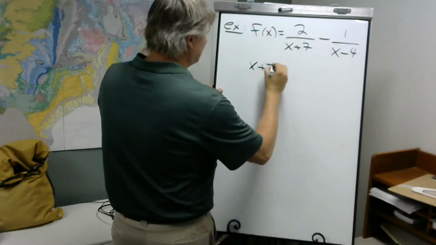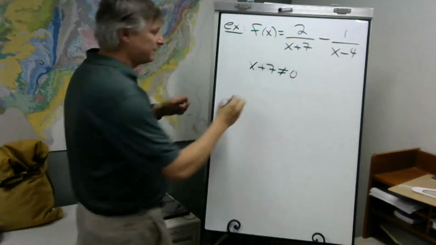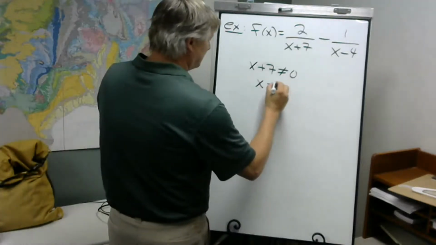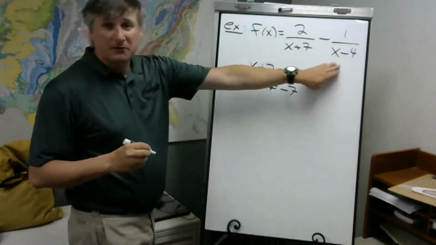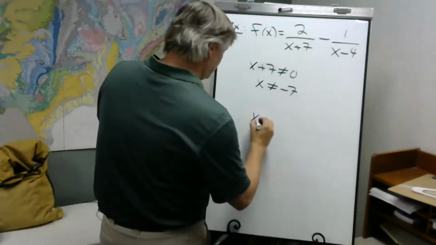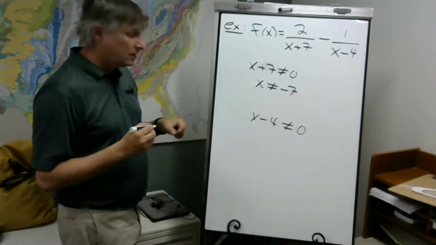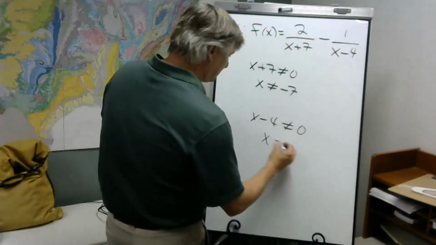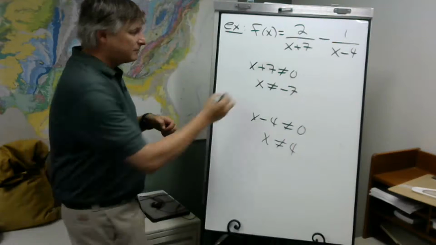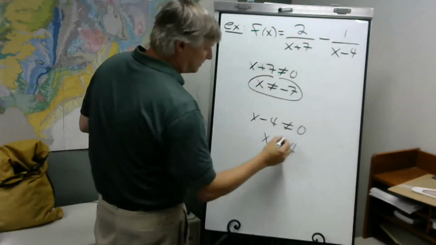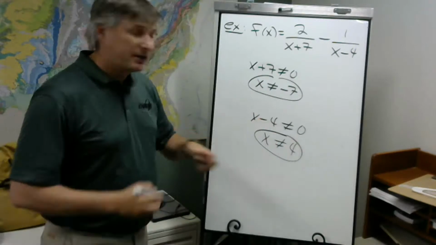x plus 7 cannot equal 0. Subtract 7 from both sides, you get x cannot be negative 7. Now for this one, x minus 4 cannot be 0, which is the same as saying x cannot be 4. So we have two values that x can't be. It can't be negative 7, and it can't be 4.